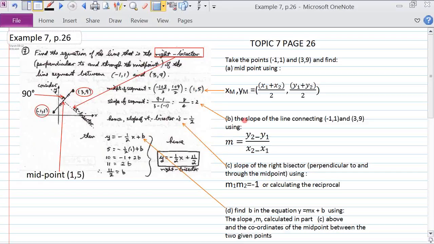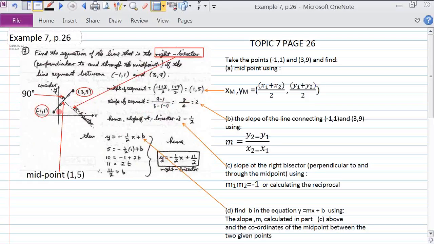Now we're going to find the slope of the line connecting (-1, 1) and (3, 9). This is the formula we're going to use. 9 minus 1 on the numerator is the difference in the y's, and the difference in the x's is 3 minus (-1), which is 4. So we have 8 over 4, which is 2.